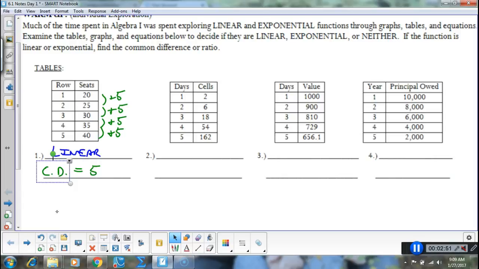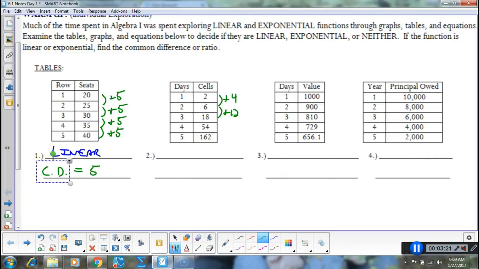Okay, so my common difference there is 5. Next one. Is it linear? Why not? If it's linear, then I would be adding the same, right? I'd always be adding 4, right? But I'm not. So right there after the first two, I know it's not linear because that difference is different.